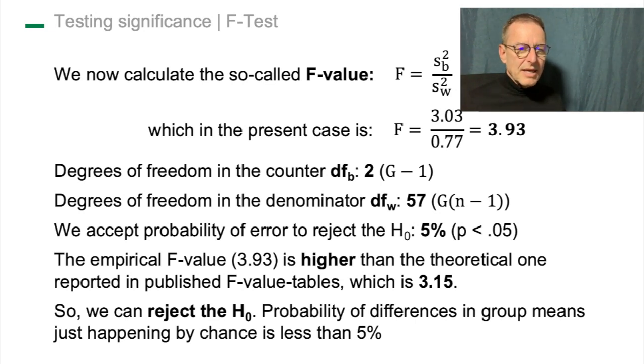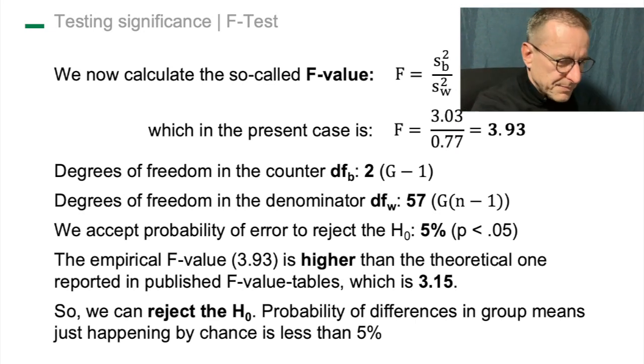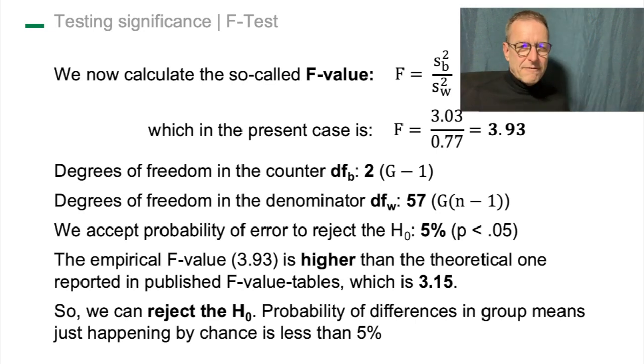And now you see that our own F value, 3.93, is higher than the one proposed in the table, 3.15. So we can reject the null hypothesis. That's it. Okay, I know it's a little bit fast and you probably cannot follow everything, but sometimes you can pause and think, but that's the overall idea of analysis of variance.